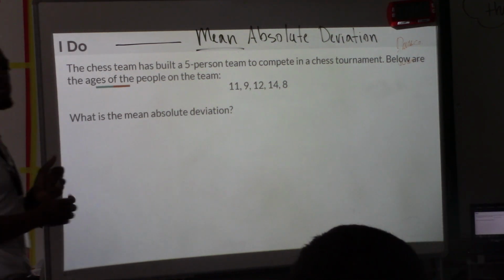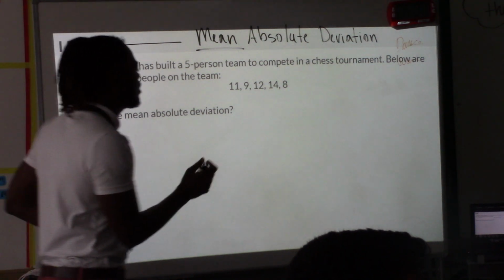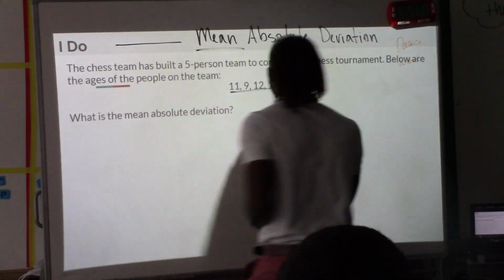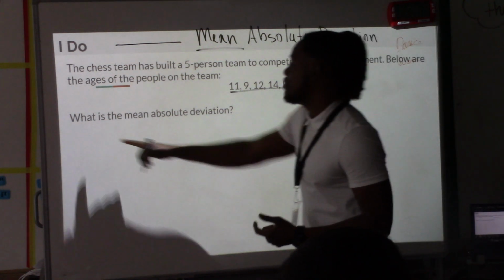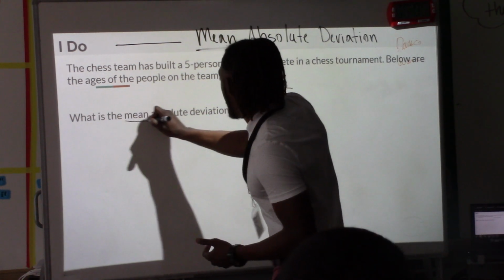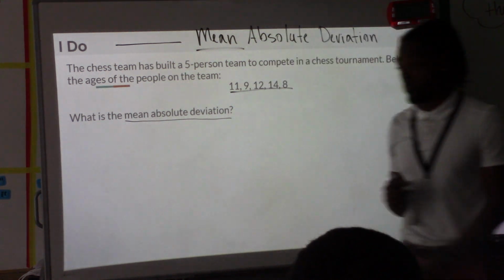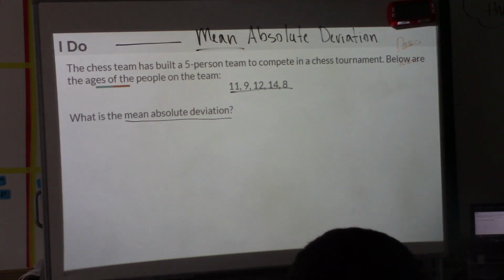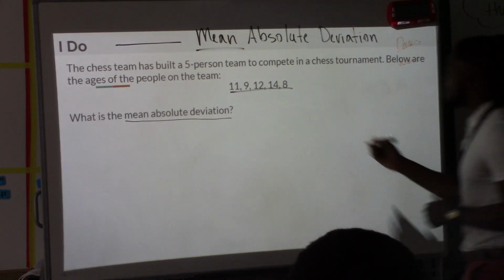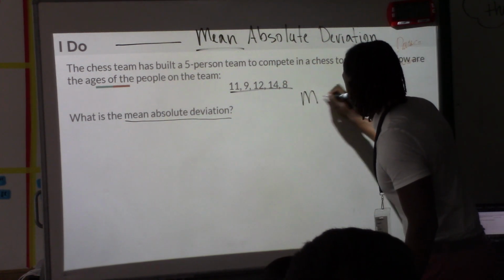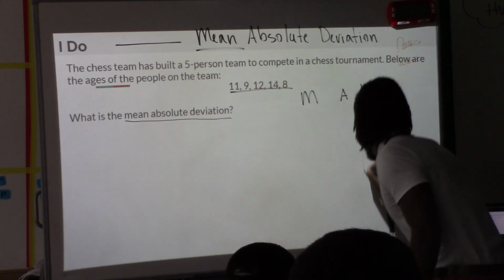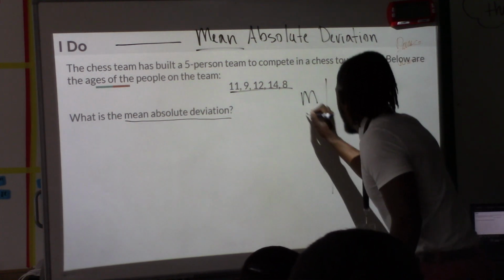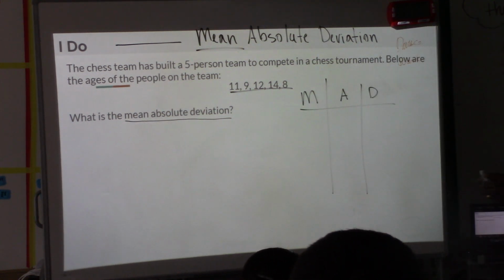Move up here. All right, so first, I'm going to underline the numbers that I need to use. And then I noticed that the question is asking me about what is the MAD or mean absolute deviation. So I'm going to underline those words. And so now I'm going to make my MAD chart. I'm going to say M, A, D, and then I make my chart from that. And I wish my marker would work.